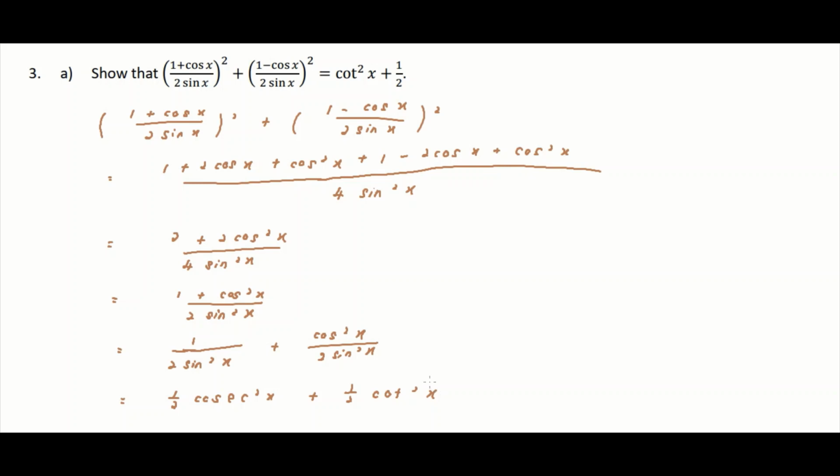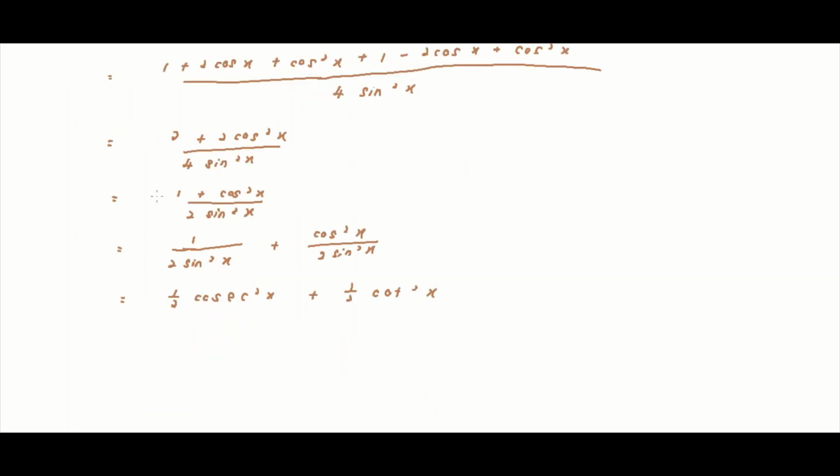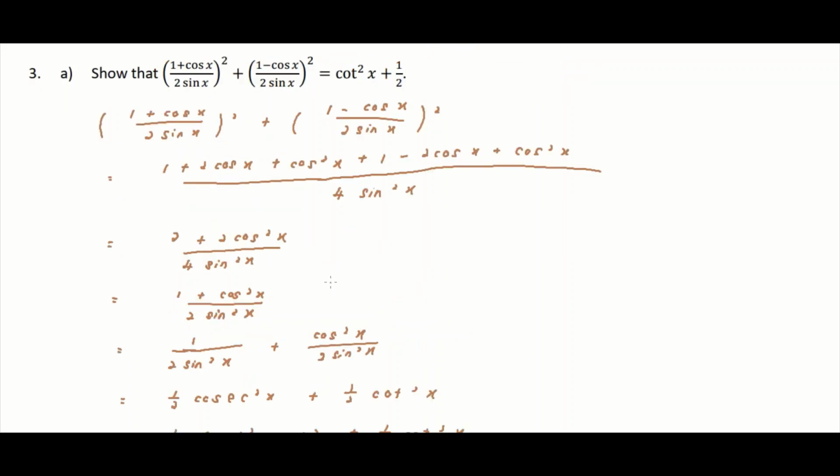There is a formula in your trigonometric identities that tells you cosecant square equals cotangent square plus 1. So this is how we can continue. 1 over 2 cotangent square x. So 1 over 2 cotangent square plus 1 over 2 cotangent square gives you cotangent square, plus, when you expand this, you get 1 over 2. Okay, I think that's the part that you need to prove.